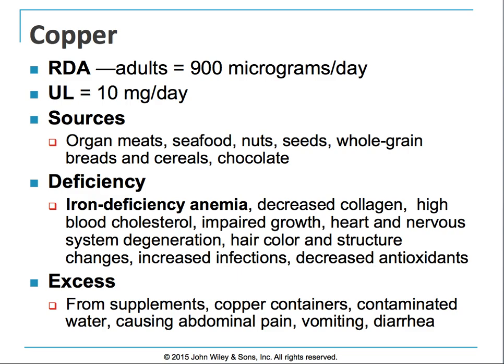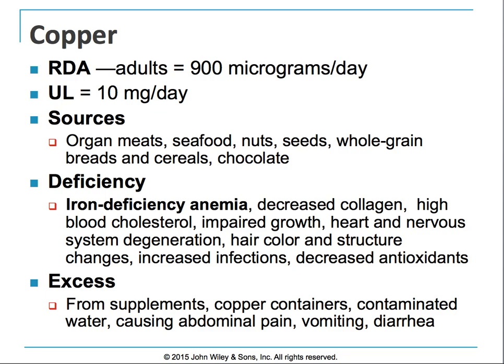For adults, the RDA for copper is 900 micrograms per day, and the UL is 10 milligrams per day. So 10 milligrams is way, way higher than 900 micrograms. Sources of copper include organ meats, seafood, nuts, seeds, whole grain breads and cereals, and chocolate.